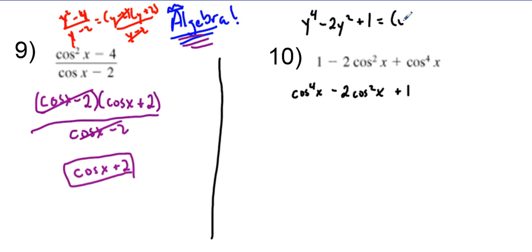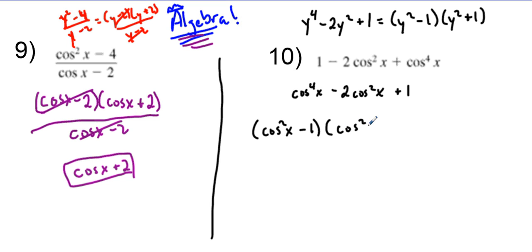We could simplify this as y squared minus 1 times y squared plus 1. We could then FOIL this and simplify even further if we wanted to, but we have our different expressions. That's exactly what we're going to do here as well. We're going to factor this through. Instead of having y, we're going to have cosine. So this is actually going to be the quantity cosine squared of x minus 1 times cosine squared of x plus 1. And that's what we have.